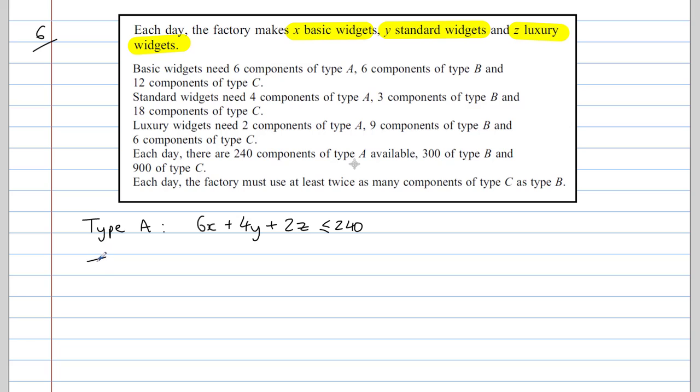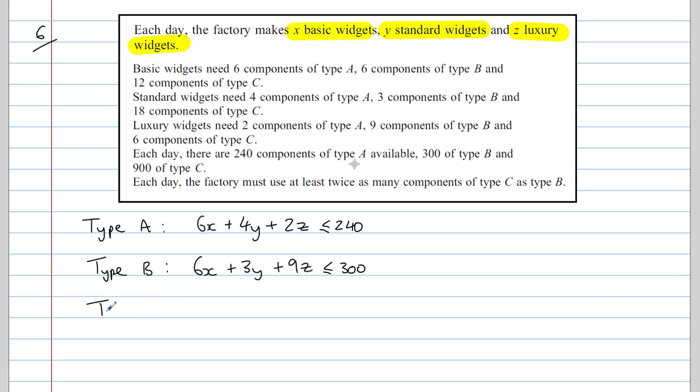We can do a similar constraint for the type B components. We need 6 components of type B to make a basic widget, so that would be 6x again. We need 3 components of type B to make a standard widget, so that would be plus 3y, and we need 9 components of type B to make a luxury widget, so plus 9z. And in total we have 300 components of type B available, so this must be less than or equal to 300.